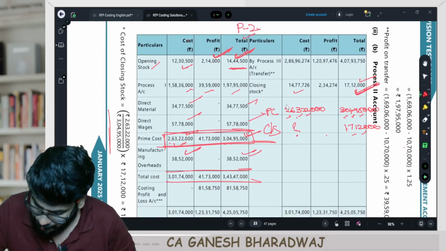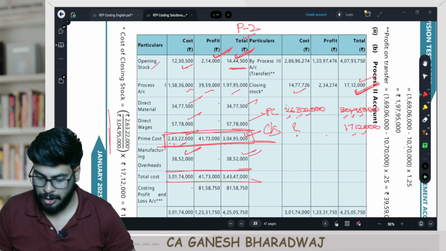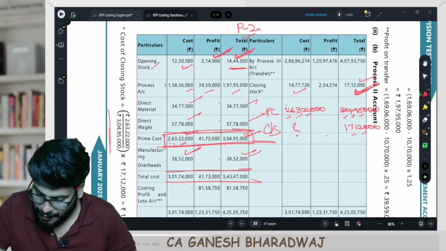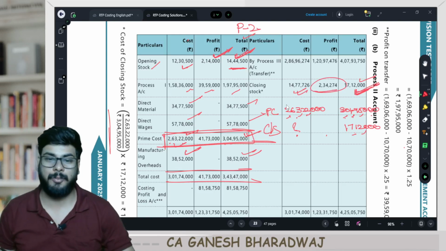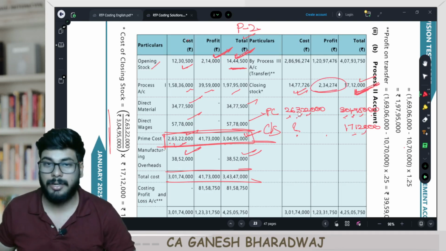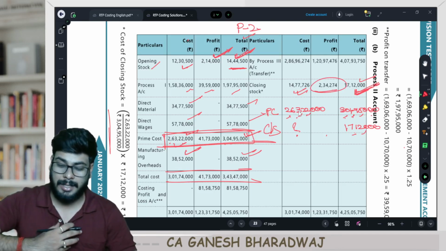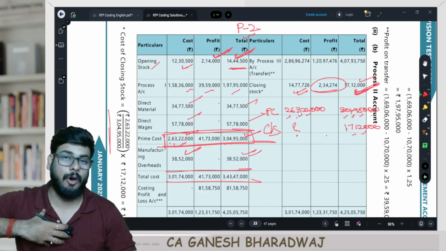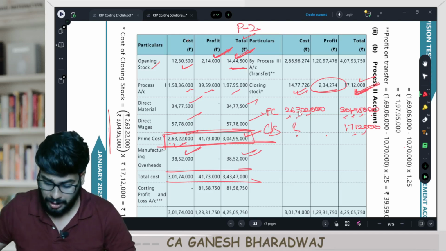So it's going to be 14,77,726, and the difference between these two, you will arrive at your profit. Are you clear with this? Fine. The next one, you now need to calculate the transfer, that is, what is the total value of output being transferred from process 2 to process 3 account.